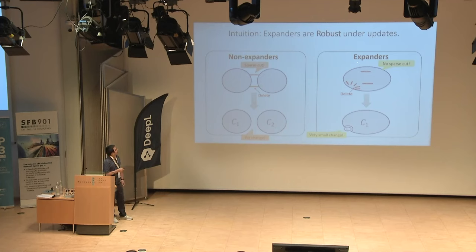On the other hand, if the graph is an expander, and you delete these two edges here, you know that there are other edges connecting this cut. There is no sparse cut. So just deleting these two edges, the graph will not be disconnected. And even if you try to delete a bunch of edges, let's say k edges around here, you might be able to disconnect some part of the graph, but the part that is disconnected will have size proportional to k, the number of deletions. So if you delete few edges, you can disconnect only a small portion of the graph. Small updates imply small change. So that's roughly why it's robust.